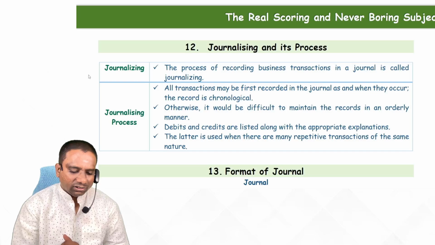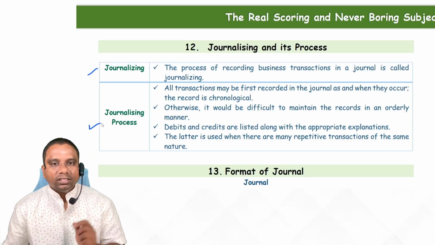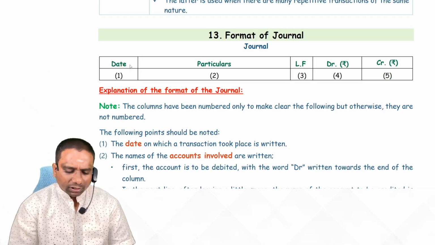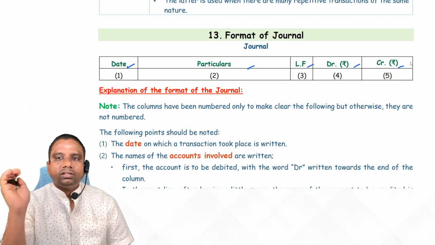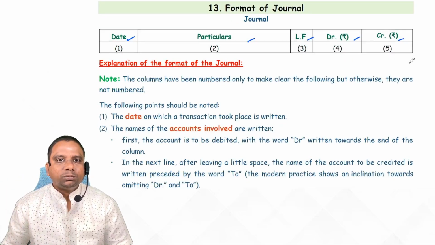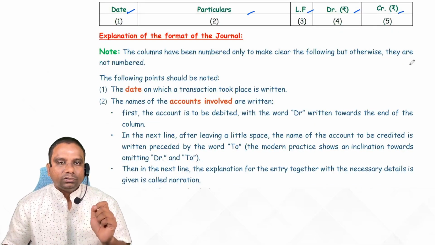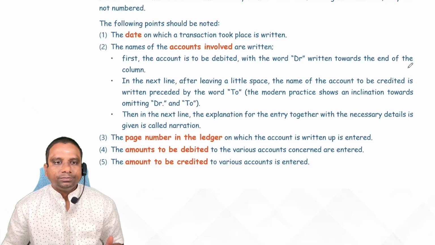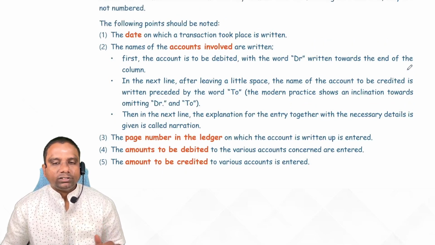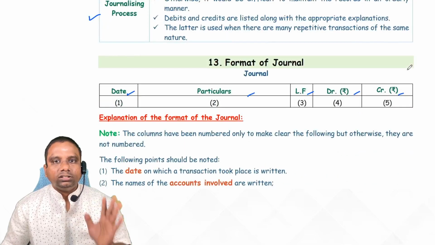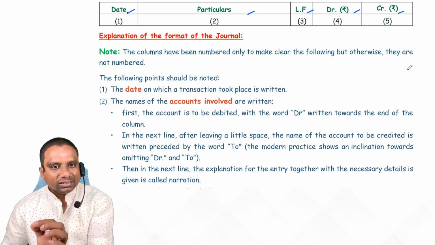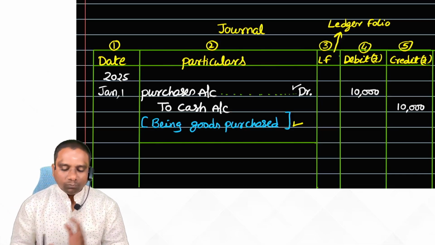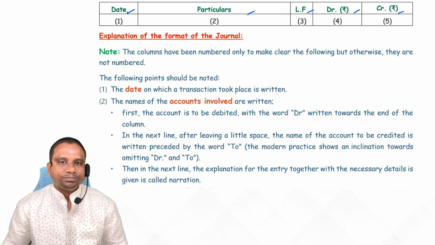Already we have discussed what journalizing is and what its process is. Next, come to the format of journal. Already we understood the format of journal: date, particulars, LF, debit column and credit column. Here I have given an explanation for each column, numbered, and the same numbers we have followed here. You can go through this process once again. Now just pause the video and go through this journal format. Read it step by step and look at this example. You can understand the journalizing process.